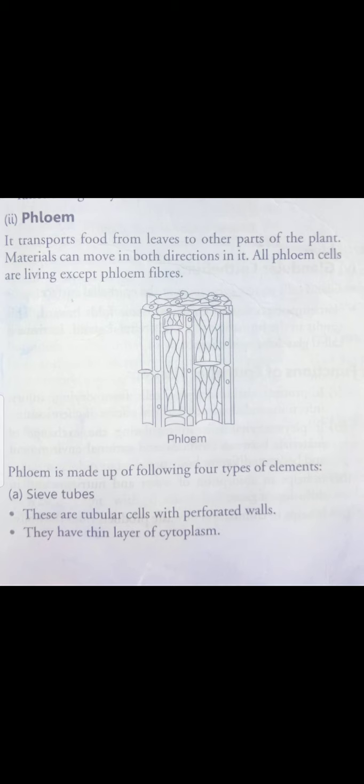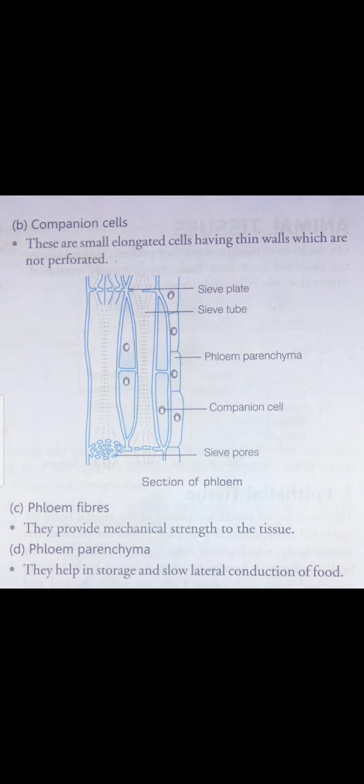Then they have a thin layer of cytoplasm, as these are live cells. So they have cytoplasm into it. Now the second important cell present in the phloem is companion cells. The name itself suggests, companion means they are living together. So they help in joining the sieve tubes together. So they are called as companion cells.